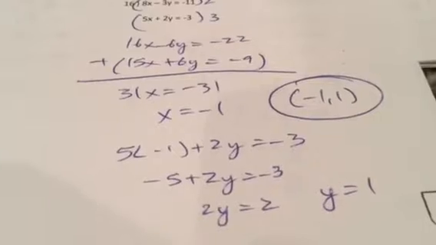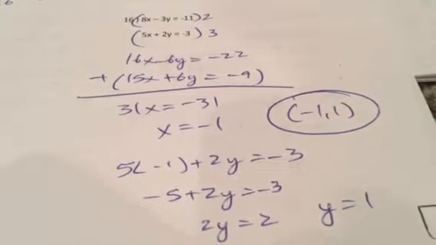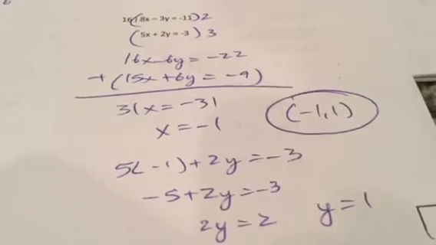Here on 16, you got to double the first, triple the second. You have opposite y's, so might as well add them together. Then I use, looks like the second equation to figure out what y was.